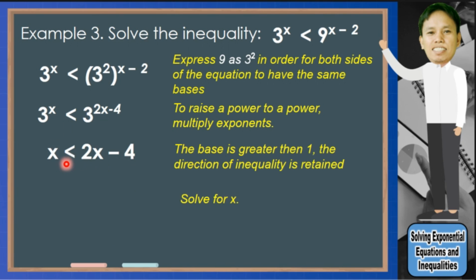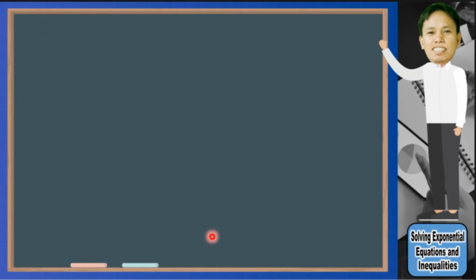Then we have to solve for x. Then we have 4 is less than 2x minus x, because we transpose positive x, then it will become negative x. Then simplify. 2x minus x, then the answer is 4 is less than x, or x is greater than 4. So this is the solution for the inequality 3 to the power of x less than 9 to the power of x minus 2. Let's have another example.